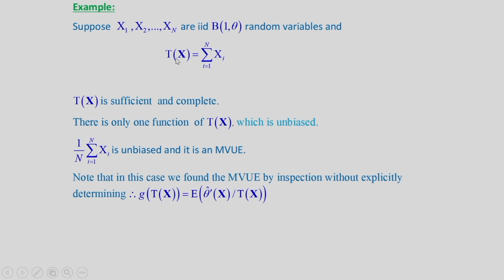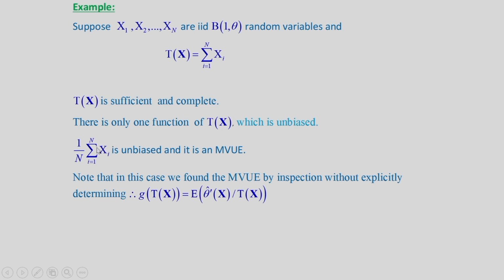So, T(X) = summation x_i, i going from 1 to n, is the statistic we are considering. We have already proved that this statistic is sufficient and it is complete also. So, there is only one function of T(X) which is unbiased, according to the Lehmann-Scheffé theorem.